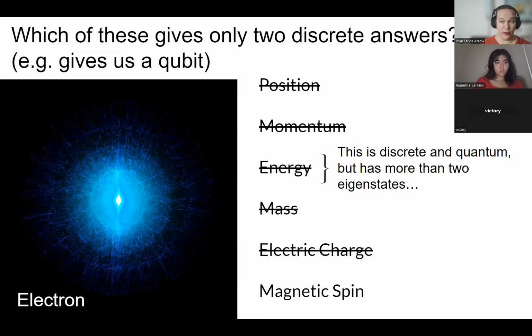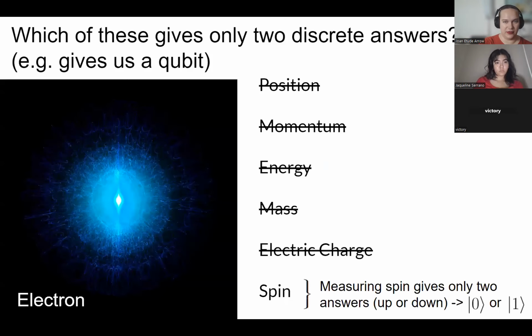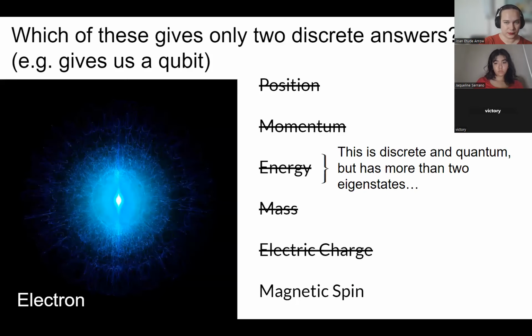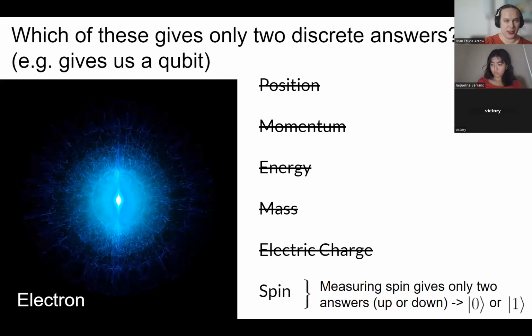So if we only want 2, some people rig up their experiments to try and restrict the electron from going higher than 1 energy level. And if you do that, then you only have two, there's a qubit. But for our purposes, I like to think of the spin, the magnetic spin of an electron.